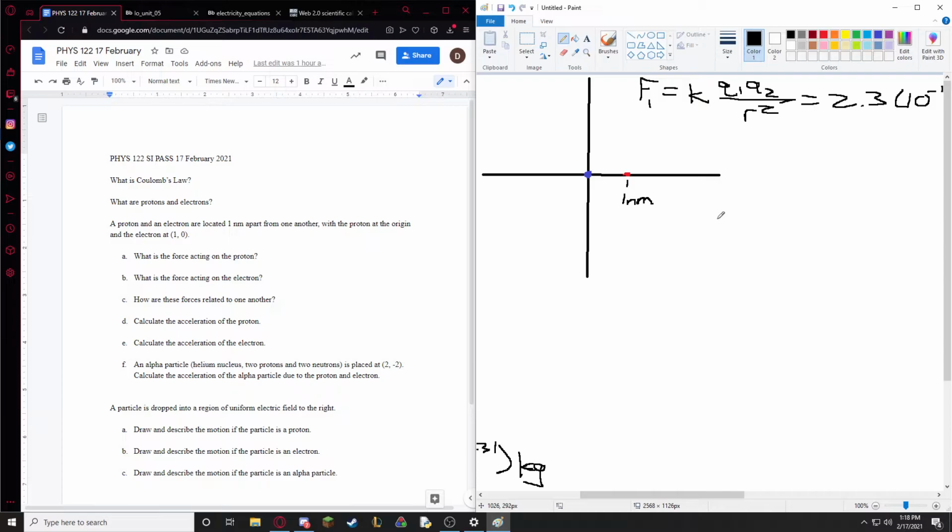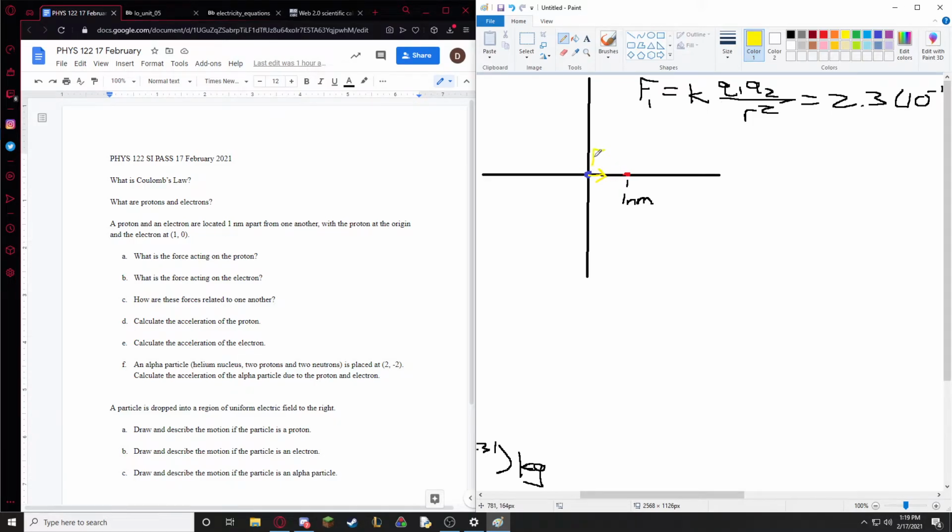Can you repeat that? So the force on the proton is incident on the proton because of the electron. So what does that mean about the direction of the force? Now, what do opposite charges do? Attract. Yep, exactly. Opposite charges attract. So our force on the proton is going to be towards the electron, right?